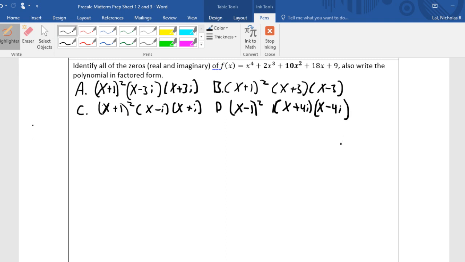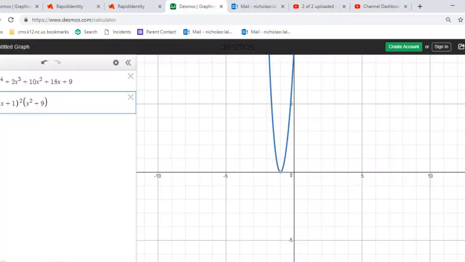Now, regardless of whether we're doing the multiple choice trick or not, our first step is to take our original function and graph this in Desmos. And what do we see when we graph this in Desmos? We have x to the 4th plus 2x cubed plus 10x squared plus 18x plus 9. And we see we have a parabolic shape at -1, 0.